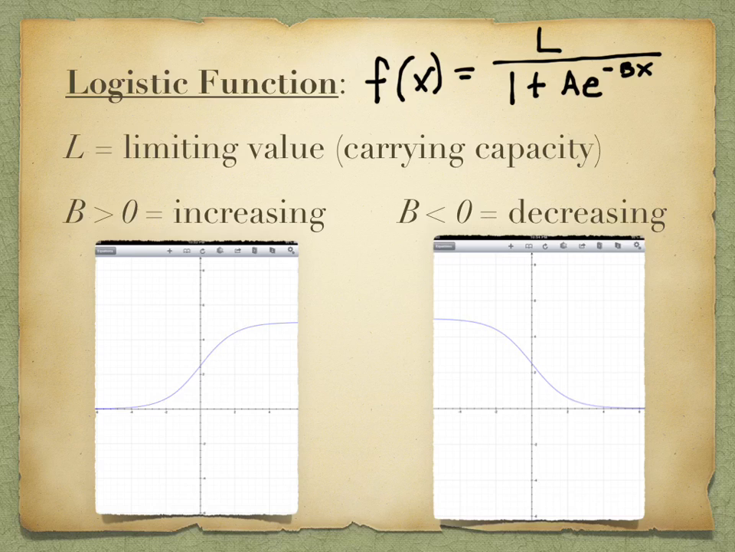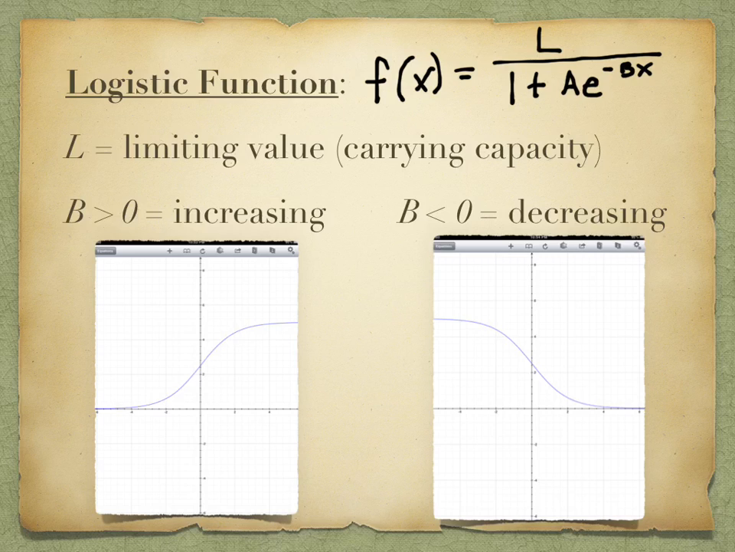A couple of things about these graphs. L is the limiting value. It's how much you can actually support in whatever population you're talking about. The A and the B, in particular the B right there, notice the B has a negative in front of it. Do you see that? It's kind of weird. So if B is greater than 0, like in my first picture, the exponent's actually negative.